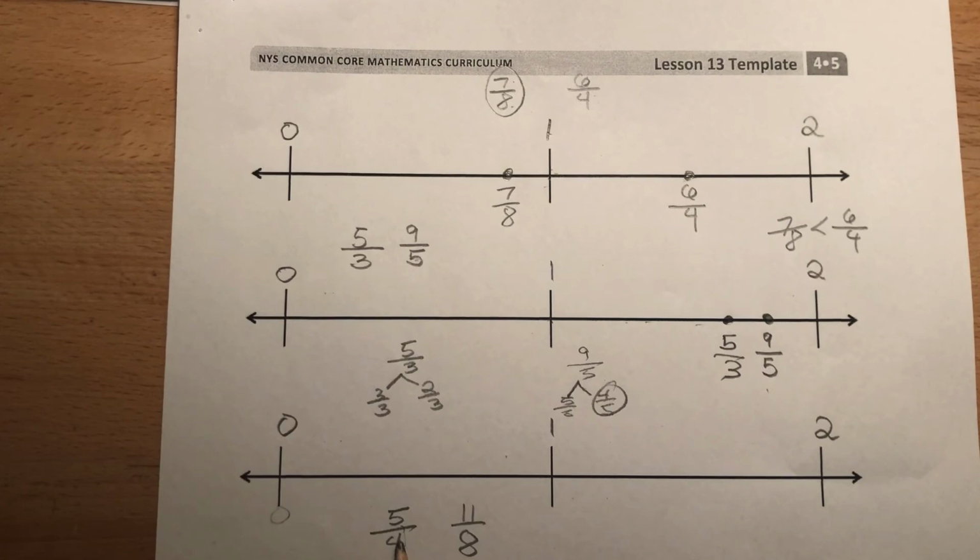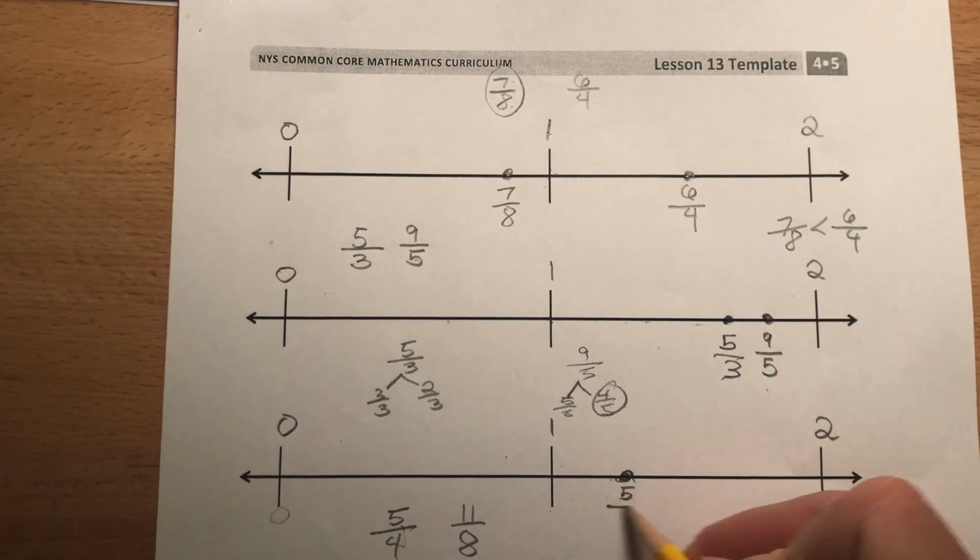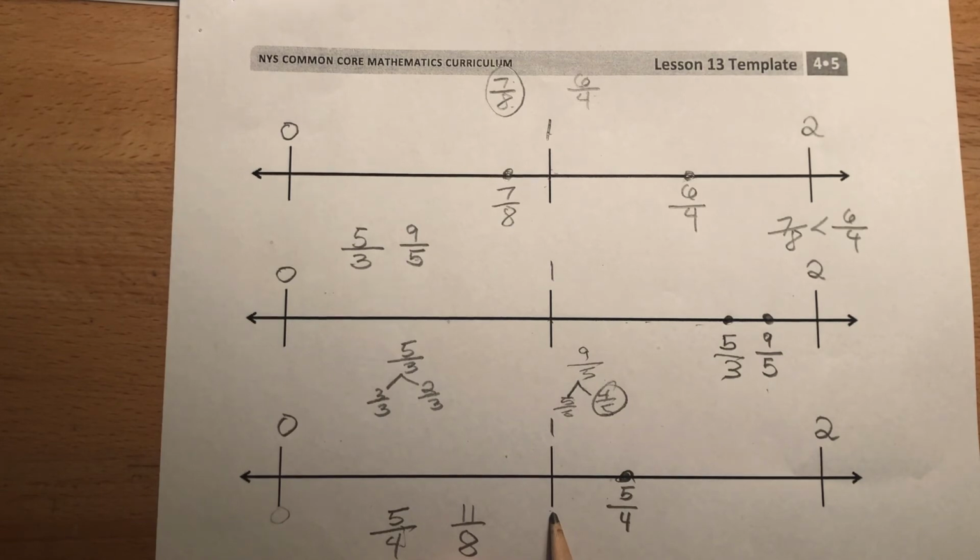Now look at 5/4. All right, I need to know that 4/4 would be exactly 1. So 5/4 would be here, right? And then I've got 11/8. So 8/8 would be right here. So 11/8, that would be more like up in here, don't you think? 11/8 would be a little bit higher. Yeah, I think so. It'd be like 8/8, 9/8, 10/8, 11/8.